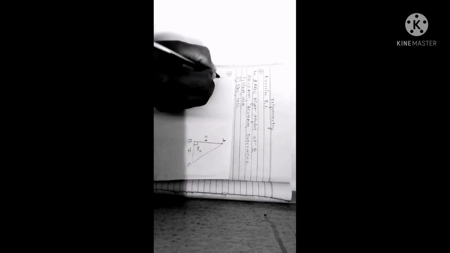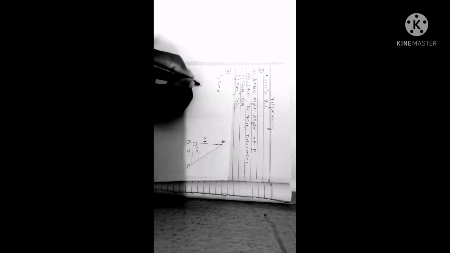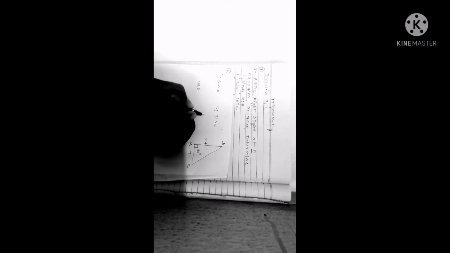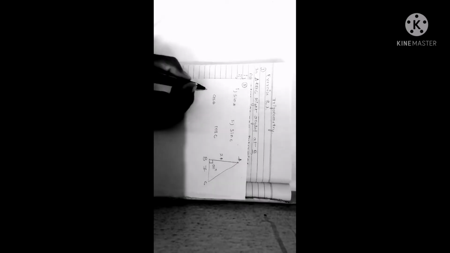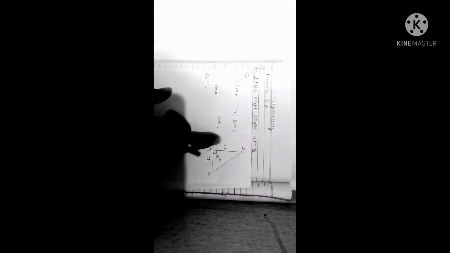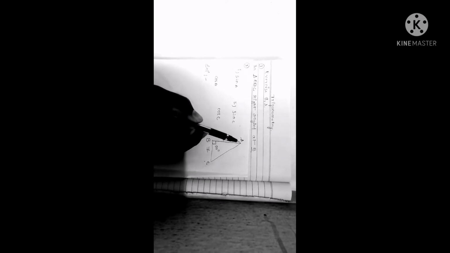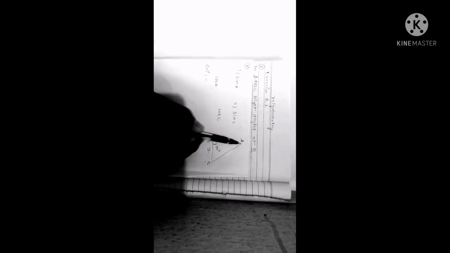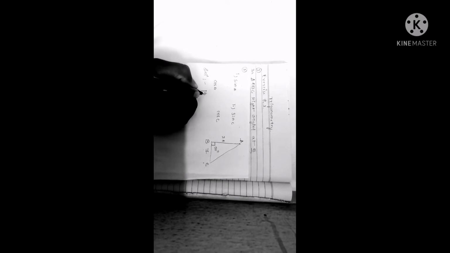AB equals 24 centimeter. BC is 7 centimeter. Next, determine sin A, cos A, and second, sin C, cos C. Okay, solution. They have given the right angle triangle at B, and AB value is 24, BC value is 7 centimeter. We have to find the AC value, that is the side of the triangle ABC. We have to use the Pythagoras theorem.